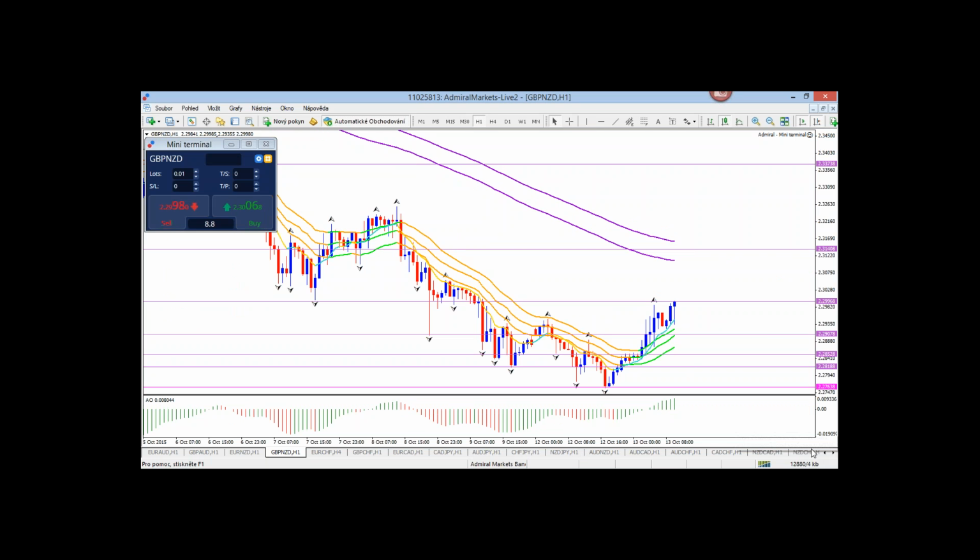If I have a chance to trade majors, I would do that. Sometimes I would trade crosses, but pound New Zealand is not one of my favorite crosses. Still, I could trade it, but then I would have to have no opportunities in other currency pairs. If this is the main opportunity of today, then probably I would be waiting indeed.